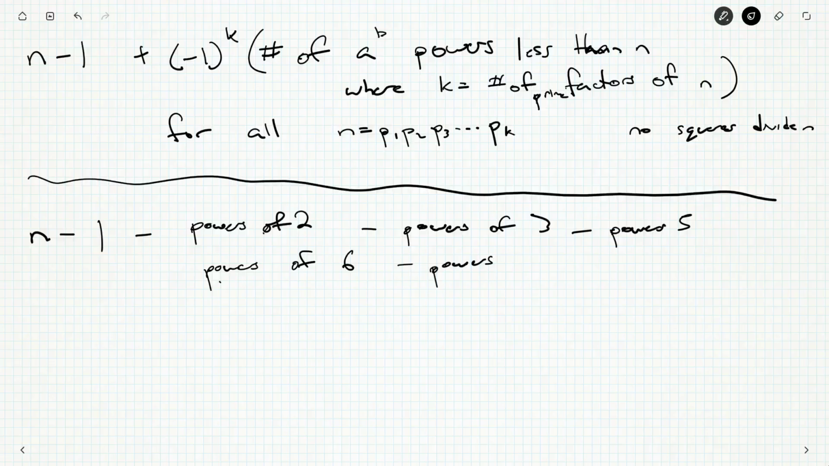So powers of 7, you wouldn't want powers of 8. You wouldn't want powers of 9 either, because those would be included in the powers of 3 list, minus the powers of 10 that we get rid of, that sort of thing. So I think this might do it.